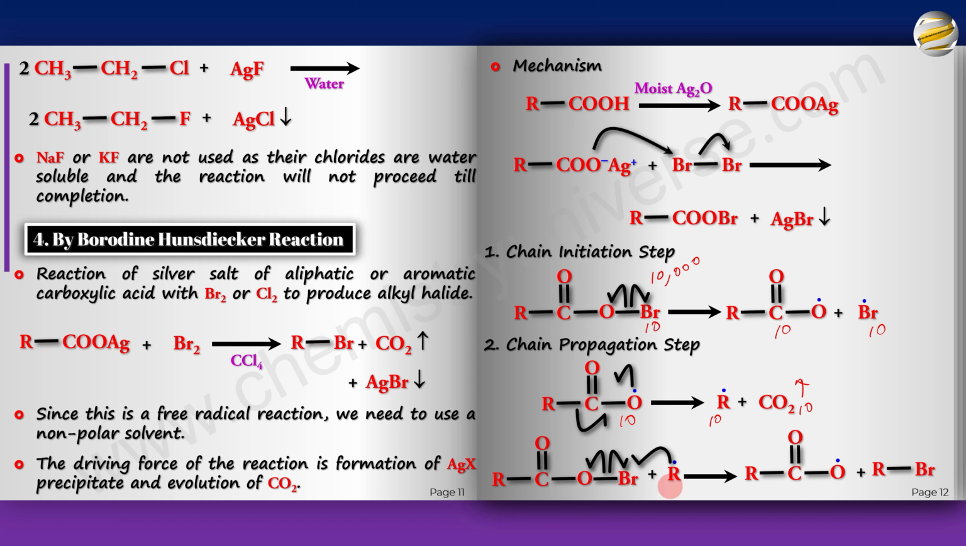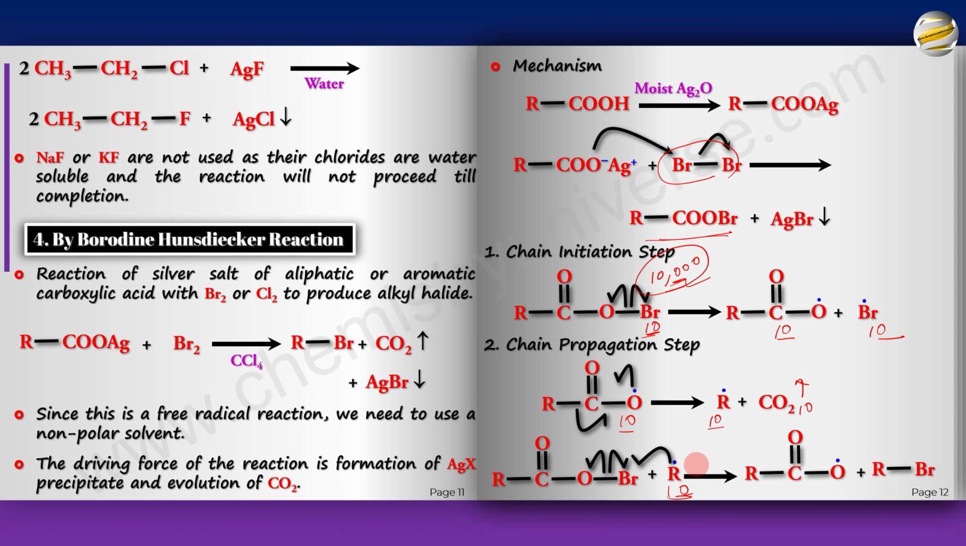Now the 10 R dot, with whom does it have a greater chance to react? Obviously with the 10,000 molecules of RCOOBr. Remember, we have got 10,000 molecules of RCOOBr and 10,000 molecules of Br2. So all of them are forming this. So RCOOBr is 10,000 now, out of which 10 reacted to form 10 and 10. This 10 gave this 10.